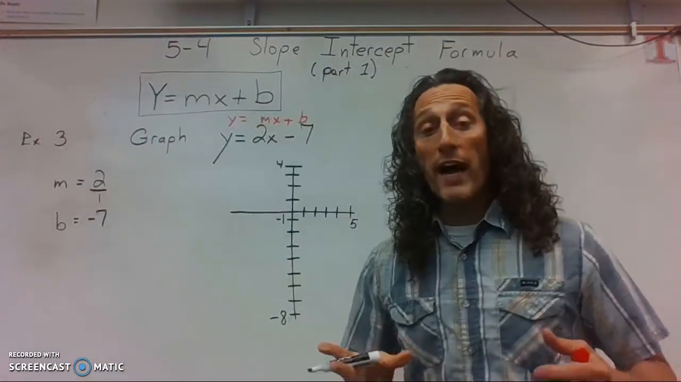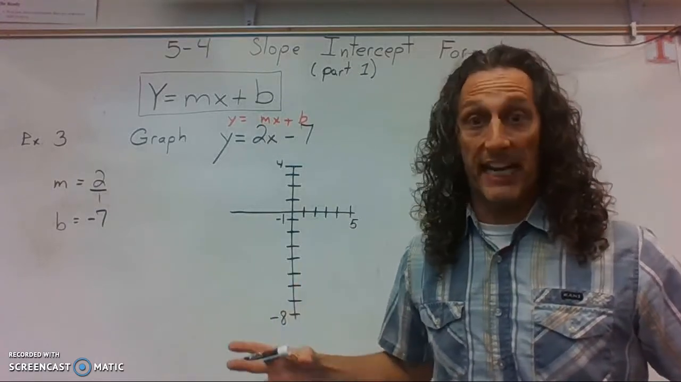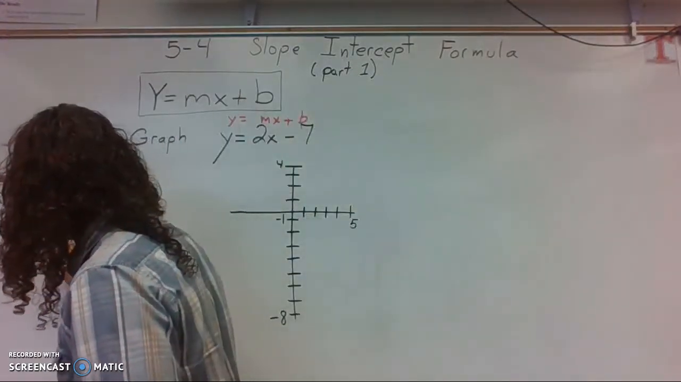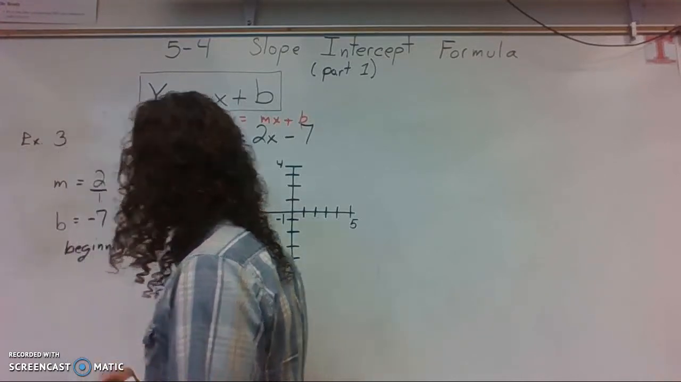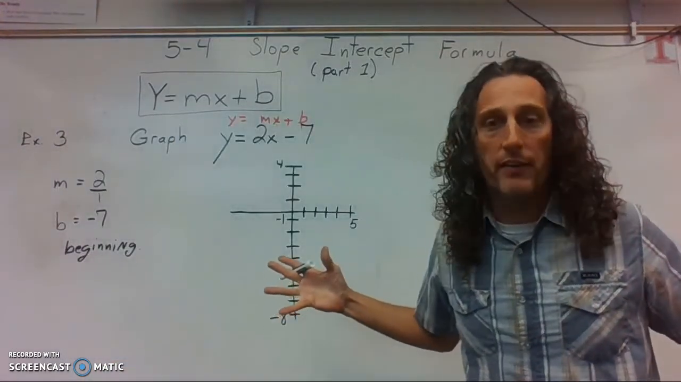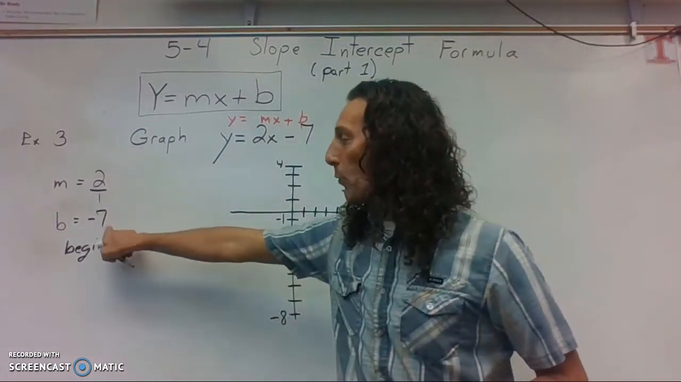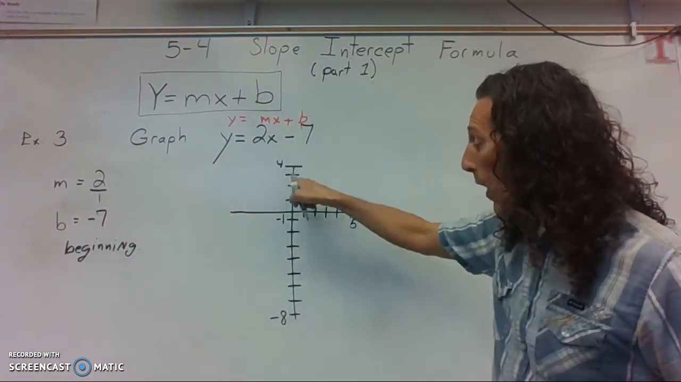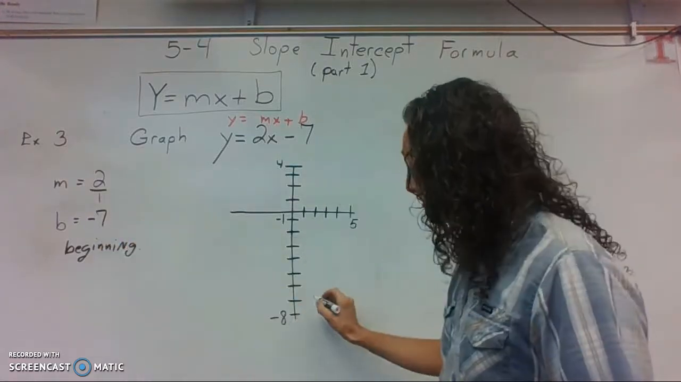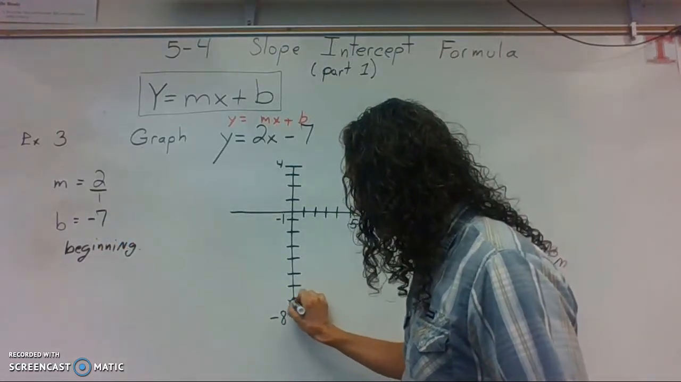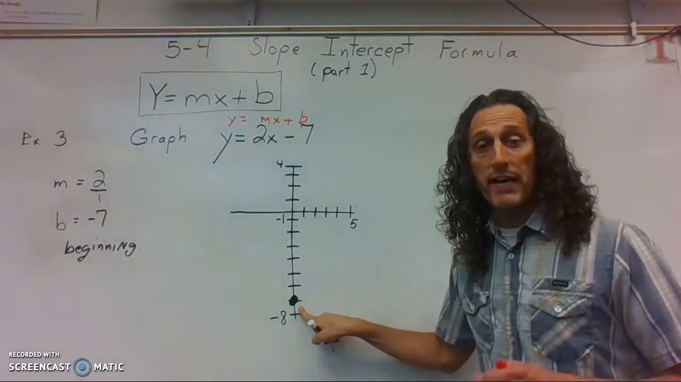Now, your y-intercept, when you're graphing, you can think of it as the beginning. It's the starting point. That's what a y-intercept is. So watch how easy this is. Because this is a y-intercept, I get to go on the y-axis. I get to go to the negative 7, which is right here, and put a nice large dot. That is my y-intercept. That is the beginning.